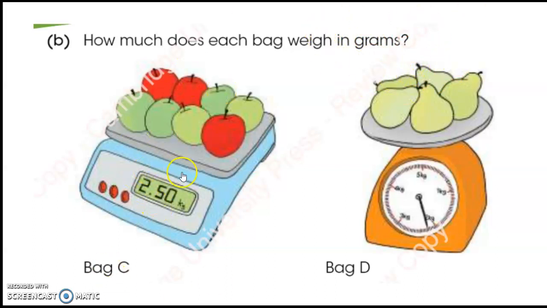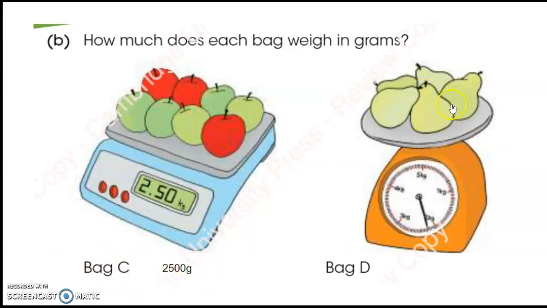So bag C has 2.50 kg. 2.5 kg, in other words, 2.5 kg. How many grams would it be? 2 kg is 2000 grams, and 2.5 will be 2500 grams. Write the answer down next to bag C in your learner's book.